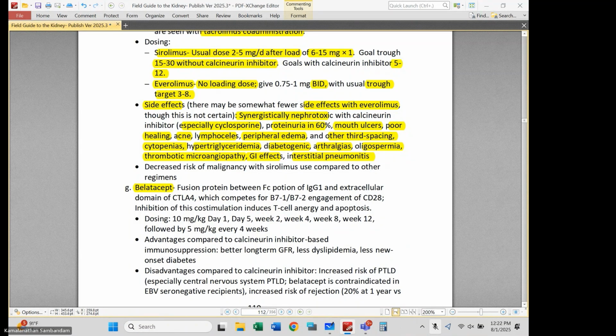I would say the most common thing that you'll see is the edema. That's not universal, but very common. You know, think of it as common as when you put someone on amlodipine. Okay. And often it can be pretty hard to manage.